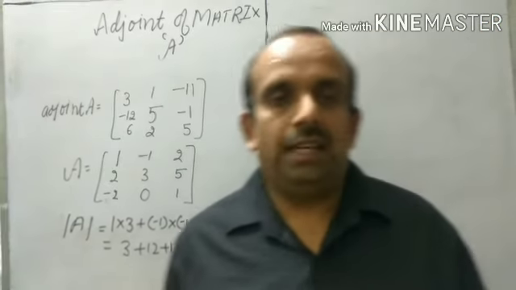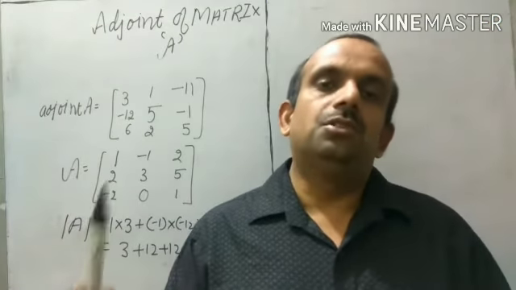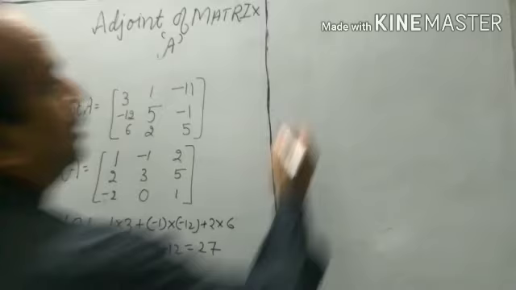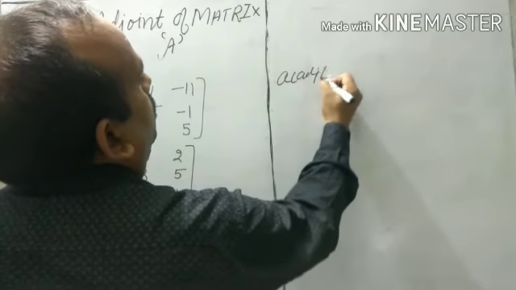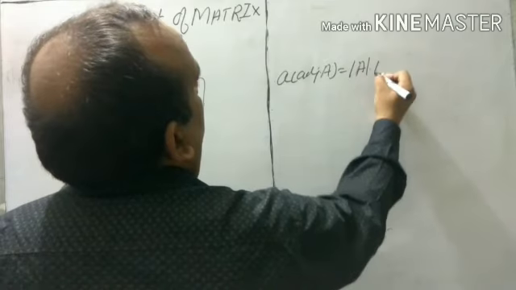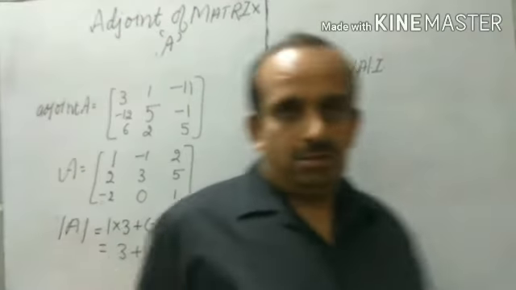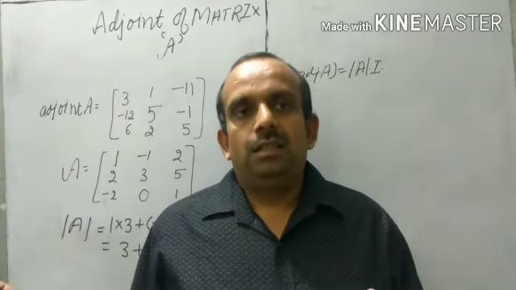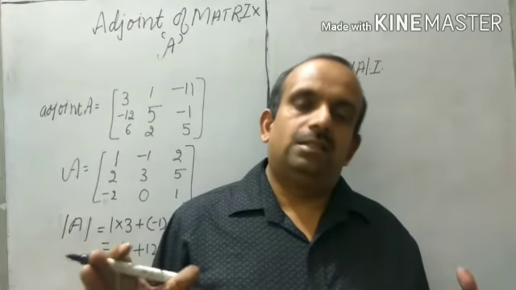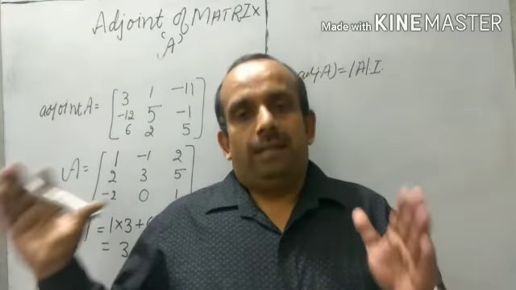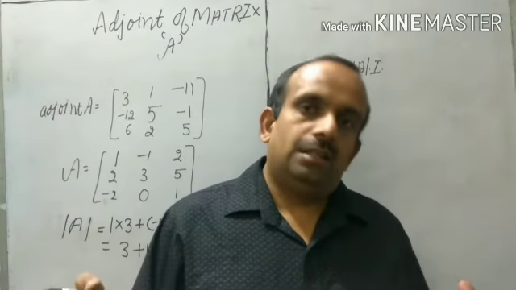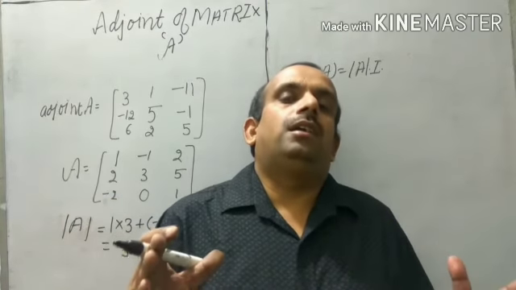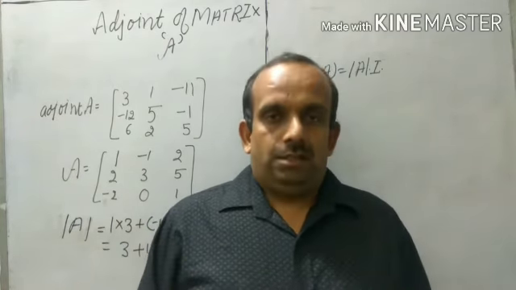So we have made a result that A into adjoint A is equal to determinant A into I. Now, my dear students, I hope that you have got the concept of adjoint of a matrix. First, we have to find the cofactors of the matrix. Then we have to make the cofactor matrix. Then we have to take the transpose of that. And the next result which we have learned is that A into adjoint A is equal to determinant A into I. This is our lecture for today.